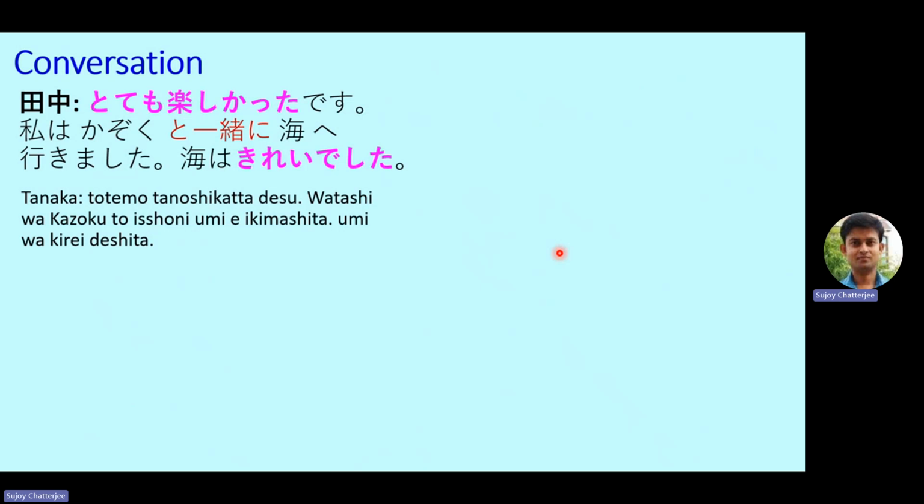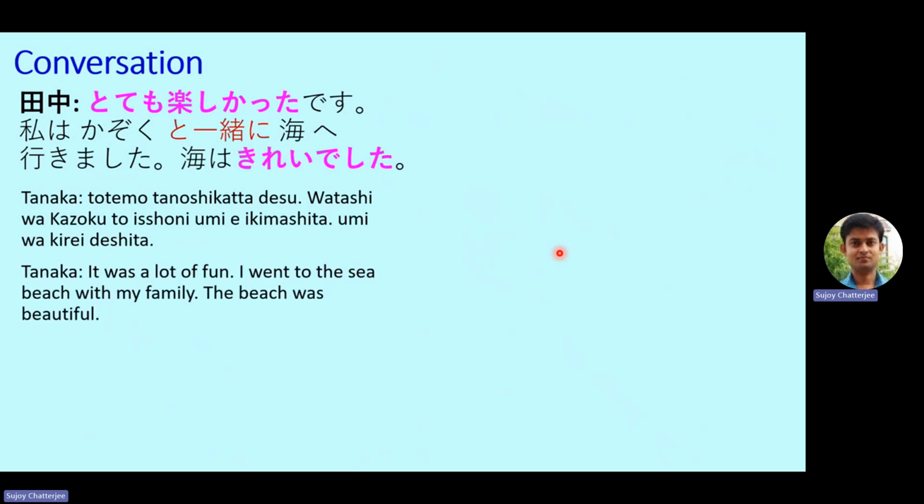Umi wa kirei deshita. So kirei is the na-adjective. So it's just followed by deshita. Umi wa kirei deshita. That means the beach was beautiful. So it was a lot of fun. I went to the sea beach with my family. The beach was beautiful. So friends, please practice speaking and writing all these. You can avoid the kanjis by writing them in hiraganas, but do practice so that you remember all these.